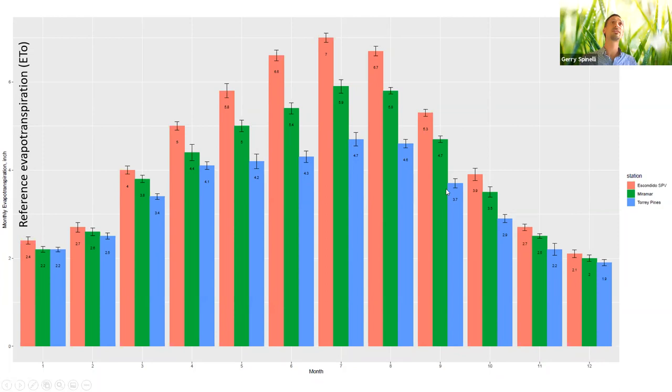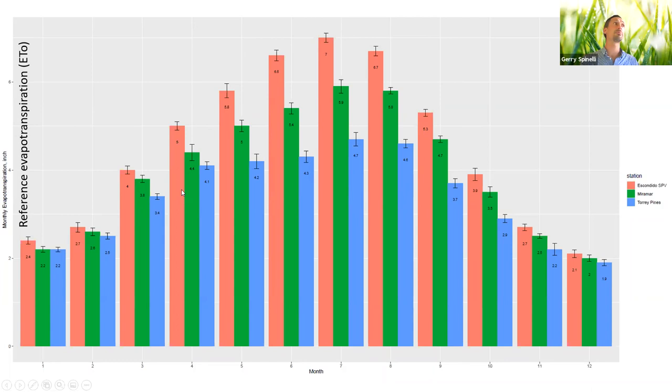There are three stations: Escondido, Miramar, and Torrey Pines. And this is how much reference evapotranspiration the CIMIS stations give you. Again, no soil information, no plant information, only climate. This is how much evapotranspiration in inches we get per month.